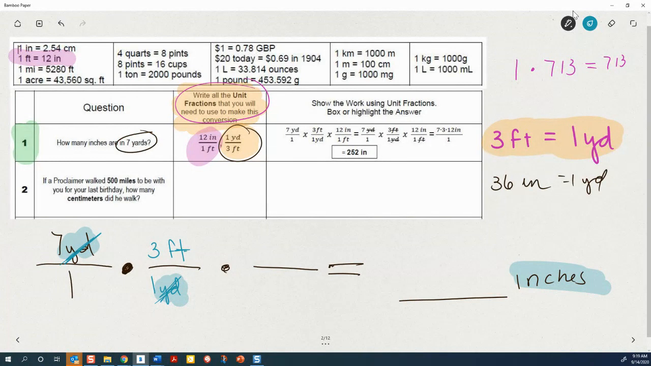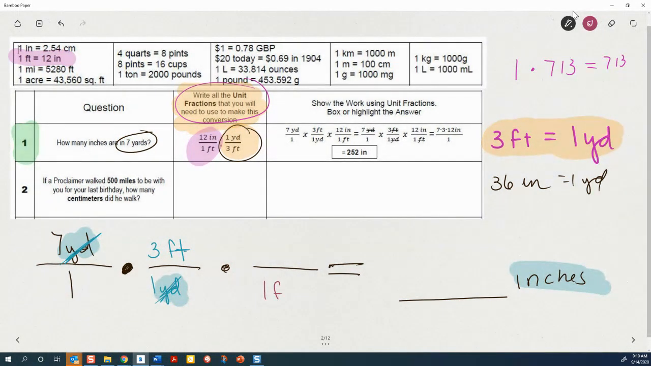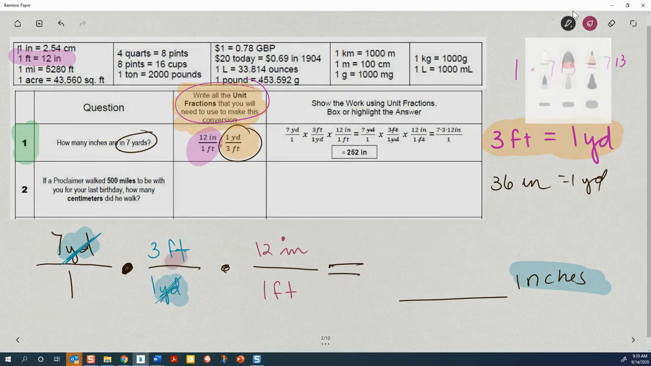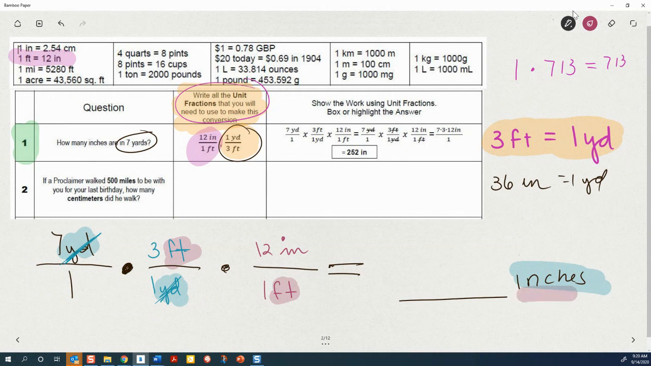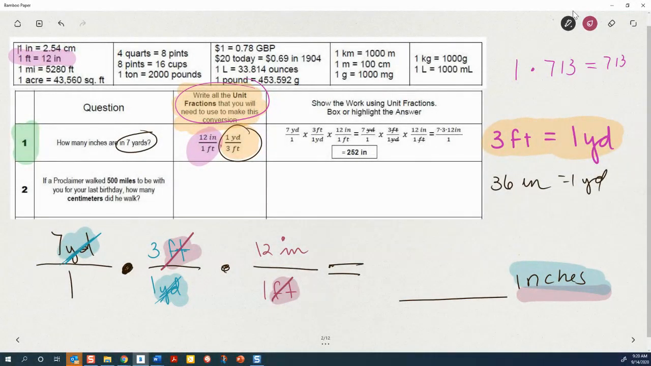Now I have feet, but I want inches. How do I get inches? Well, the next thing I could use is 12 inches is equal to 1 foot. I'm going to put the foot in the bottom and the inches in the top. Why? Because I want these feet to go away so that I end with inches. In order for the feet to divide out, the feet has to go in the denominator so that I'm left with inches.